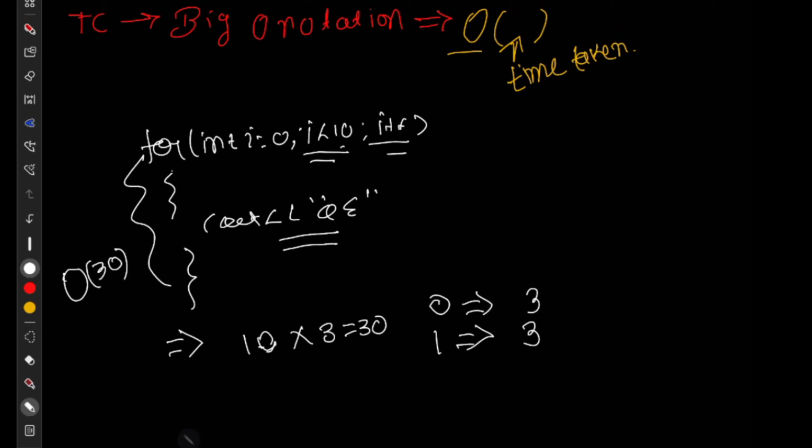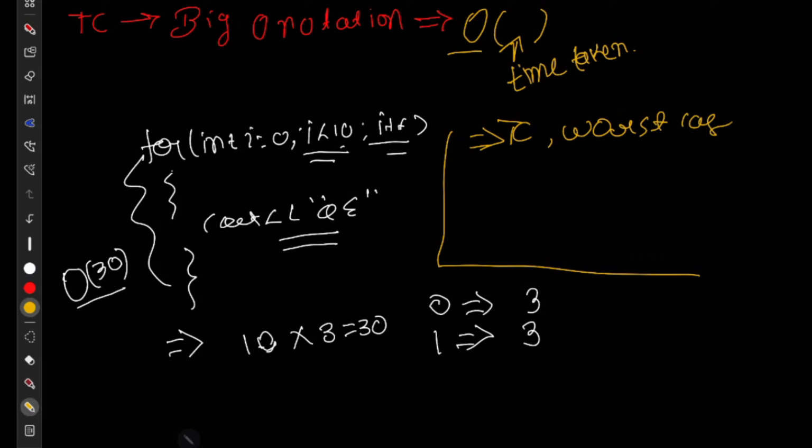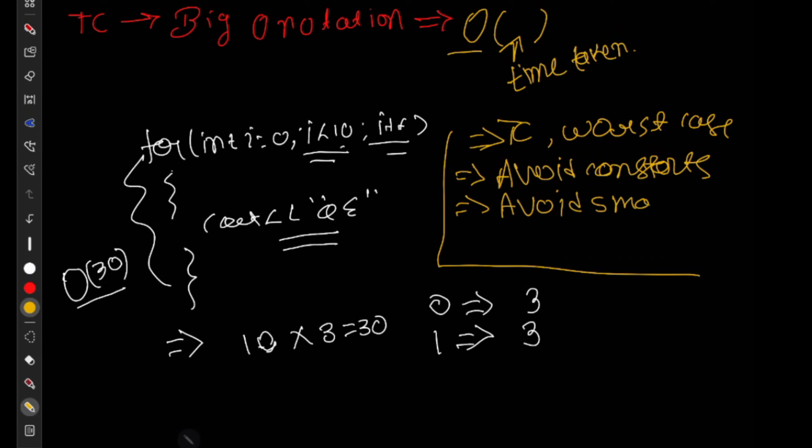I hope you understand how to write time complexity. We cannot write time complexity like that, as 30, 50, 60 or any integer. So how do we write time complexity? There are rules for writing time complexity, mainly 3 rules. First of all, time complexity is always written in the worst case. Second rule, avoid constants. And third rule, avoid smaller terms.